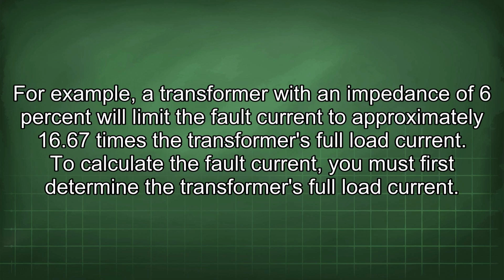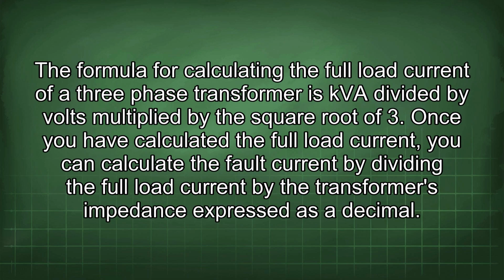For example, a transformer with an impedance of 6% will limit the fault current to approximately 16.67 times the transformer's full load current. To calculate the fault current, you must first determine the transformer's full load current. The formula for calculating the full load current of a three-phase transformer is kVA divided by volts multiplied by the square root of 3. Once you have calculated the full load current, you can calculate the fault current by dividing the full load current by the transformer's impedance expressed as a decimal.